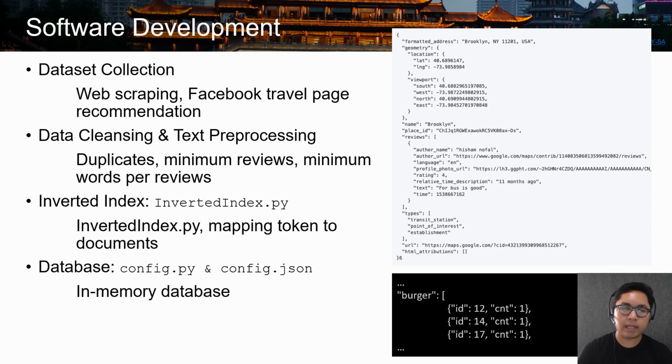After we scraped that into a JSON file, we used an inverted index Python code to generate an inverted index. It maps all the terms to document IDs, as well as mapping the document ID to a document key. Then we store this in an in-memory database using config.py and config.json.